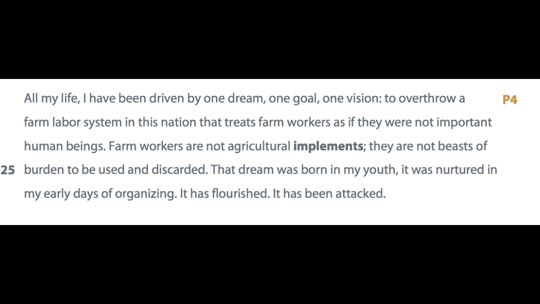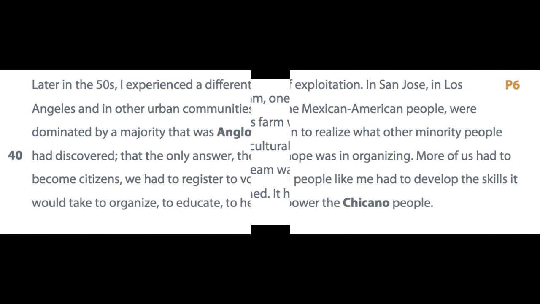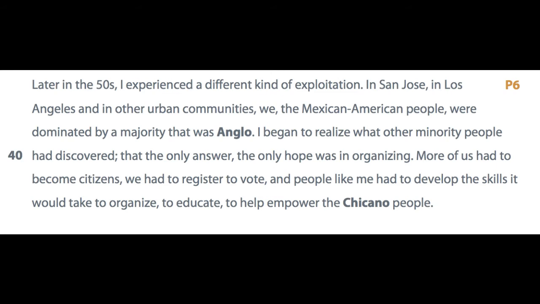Chavez links his success with organizing the farm workers to the experience of learning how to use organization as a tool of empowerment of the community of Mexican American people in San Jose against the oppression of the non-Hispanic Anglo majority. And you can see that in paragraph 6 when he says, "I began to realize what other minority people had discovered, that the only answer, the only hope was in organizing, and people like me had to develop the skills it would take to organize, to educate, to empower the Chicano people." So you can see how Chavez uses that organizing concept to solve the issues faced by the farm workers.